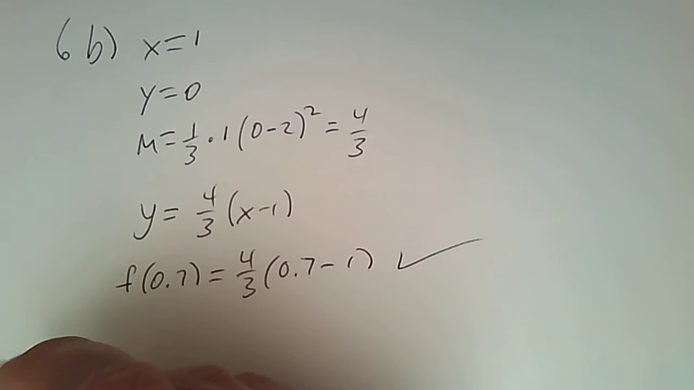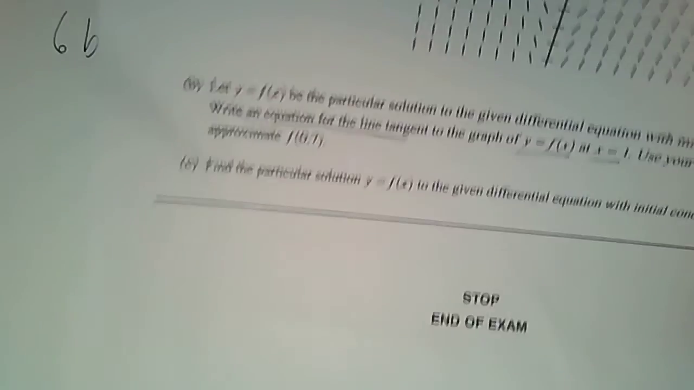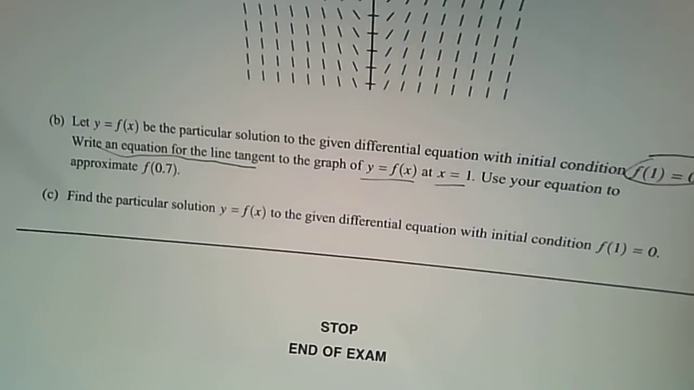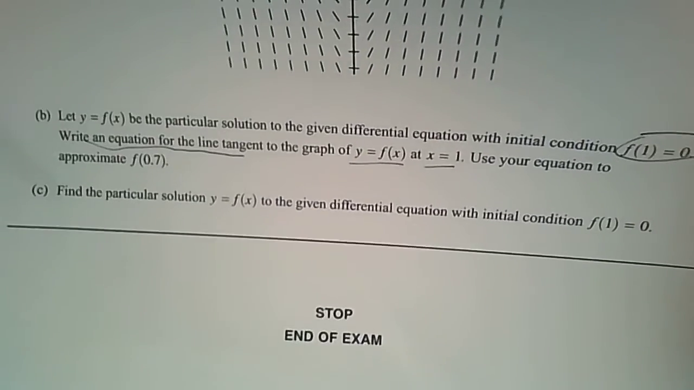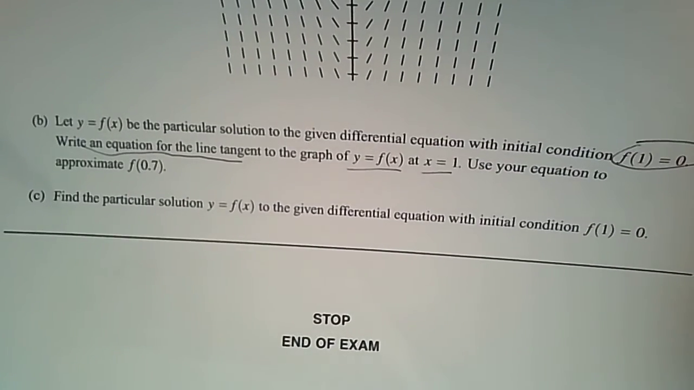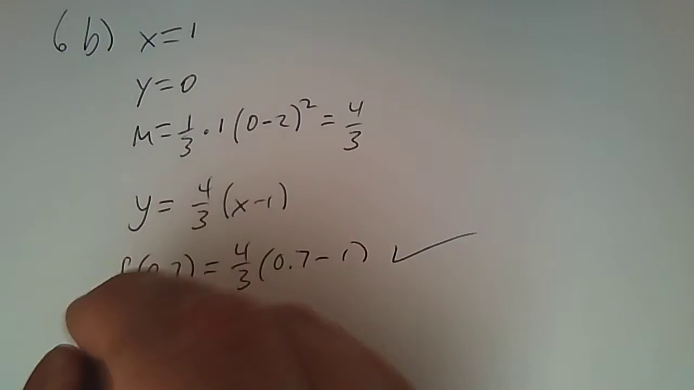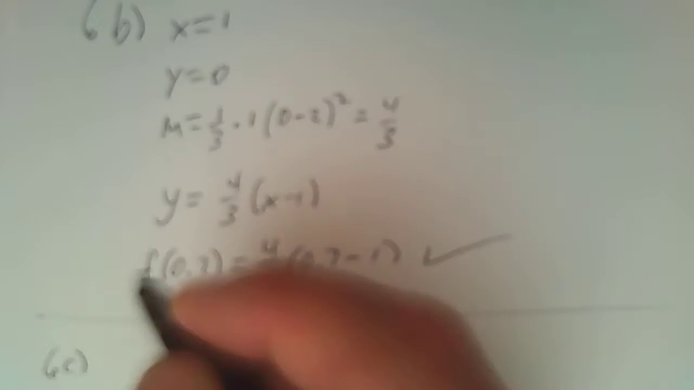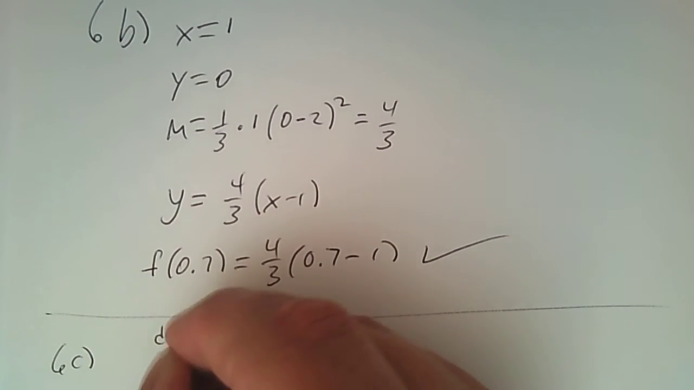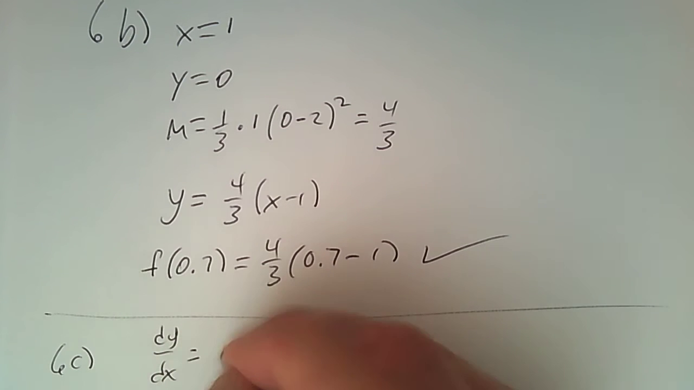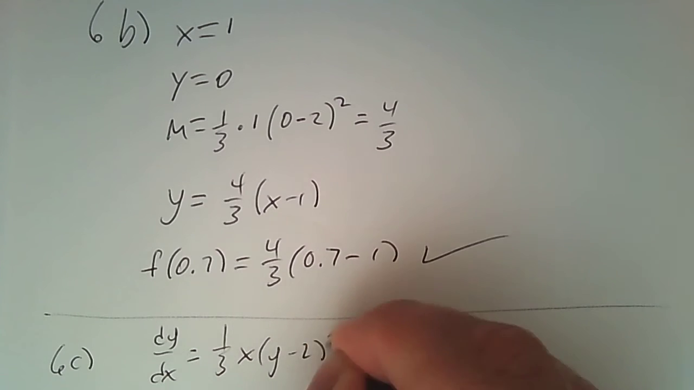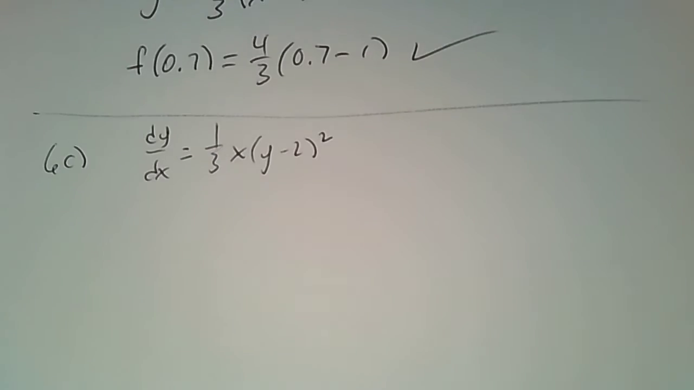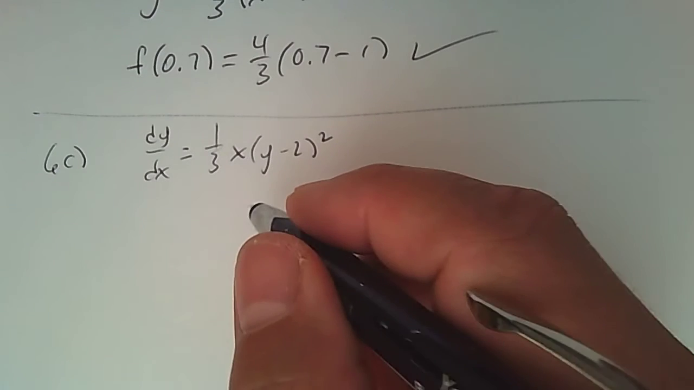6C, last one. Here's the big one. Can you find the particular solution of the DiffyQ with that initial condition? Can you separate the variables and solve it algebraically? Let's do that together here. We start with the DiffyQ, dy/dx equals 1/3 times x times (y minus 2) squared. Step 1 is, can you separate the variables? Pause the video and do that. I'll do that too.